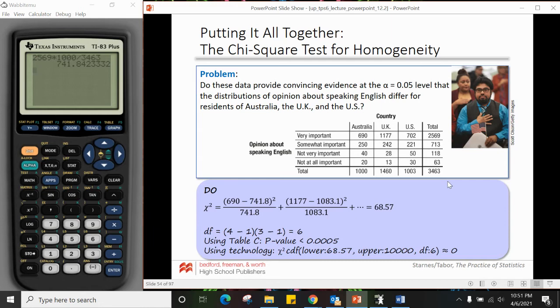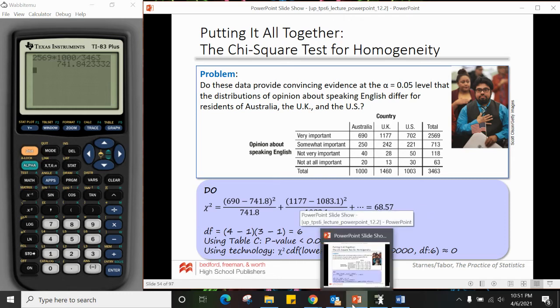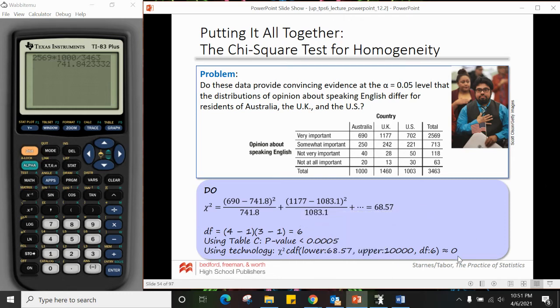The degrees of freedom, again, is the number of rows minus 1 times the number of columns minus 1. So 4 minus 1 times 3 minus 1 is 6. And 68.57, that's really far to the right. So this is going to be a very small probability, and it comes out to approximately 0. So what conclusion are we going to make?